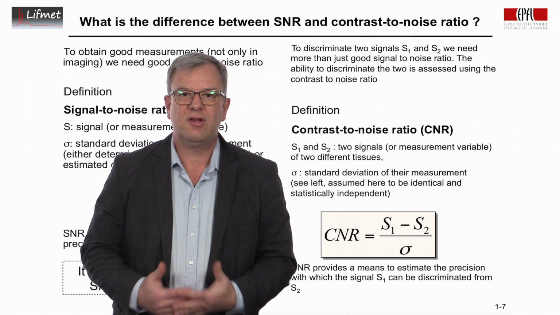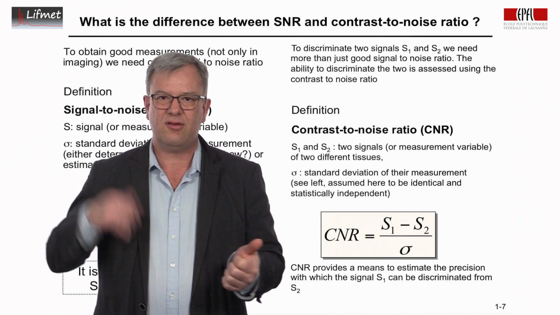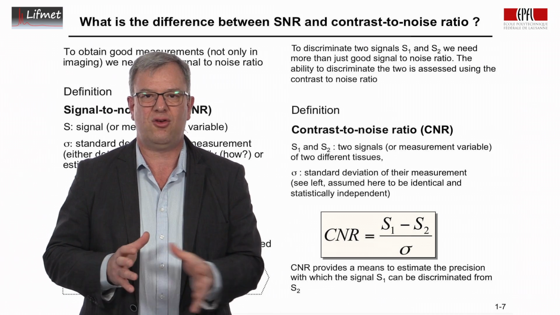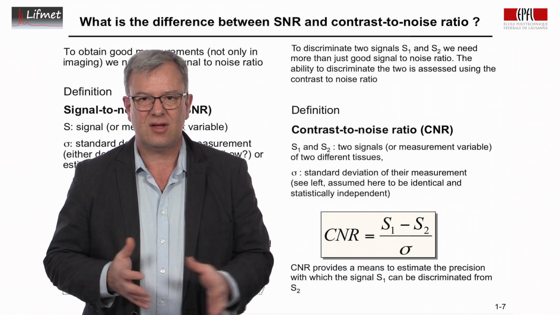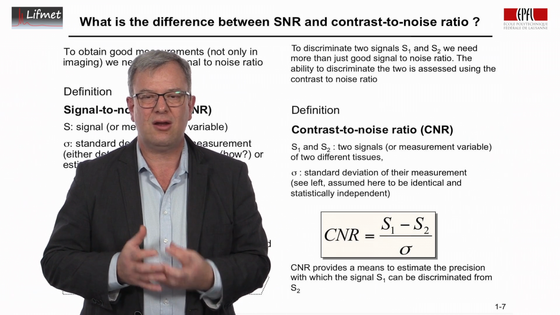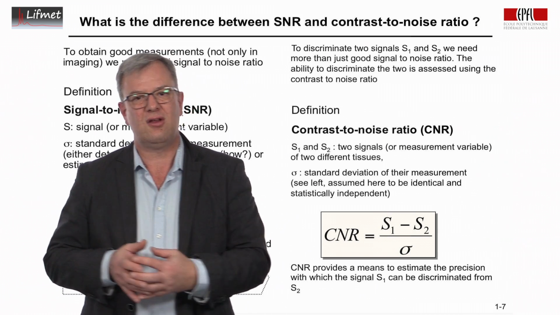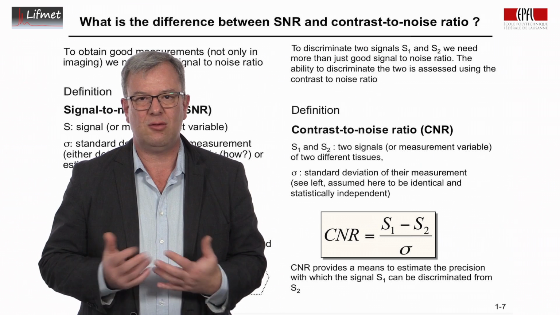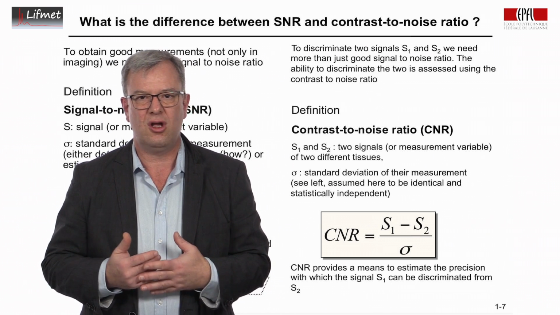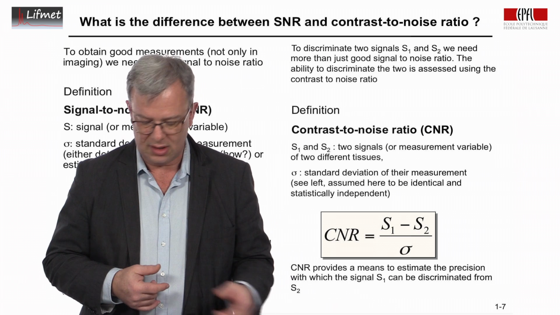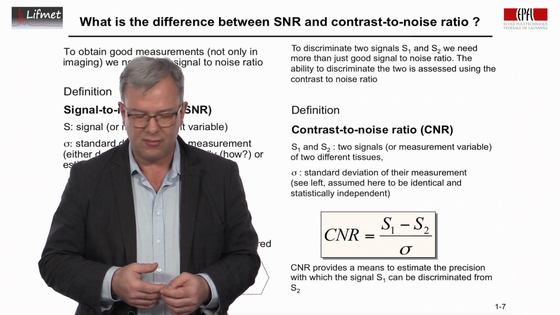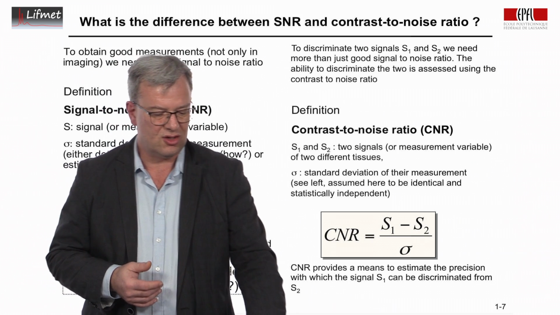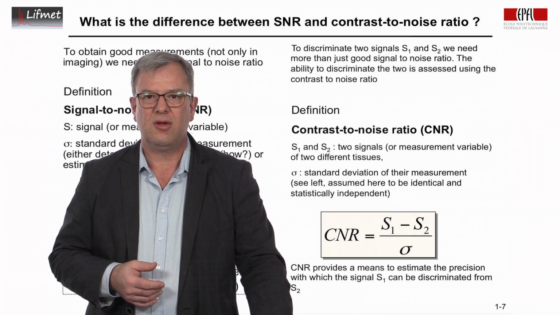So what does this mean? This means we have a signal 1, we have a signal 2, we have a standard deviation. If those two signals differ by not much more than the standard deviation of the noise, we essentially cannot even mathematically discriminate between the two signals S1 and S2. So we won't be able to discriminate between the two tissue types and not detect the lesion or the different tissue types. So this is a means to estimate the precision by which we can detect changes in the signal between two tissues.